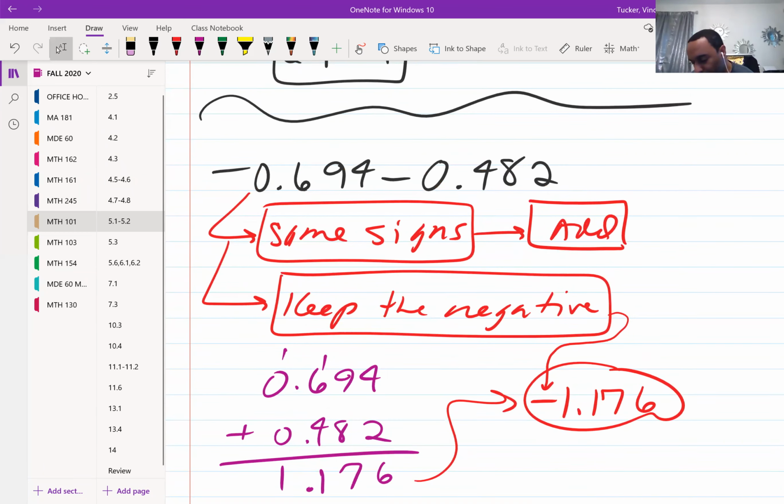All right, so before we look at multiplying decimals, questions on adding and subtracting? All right.